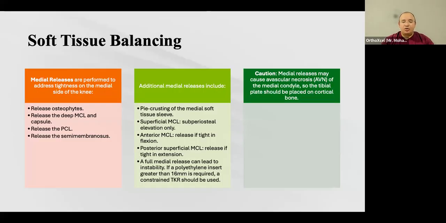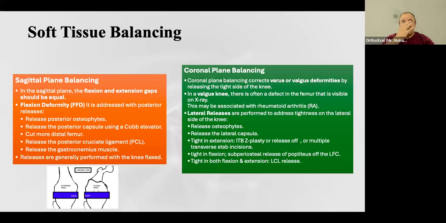So if I want to do a soft tissue balance, and my tighter side is the lateral side, release will start by removing the osteophytes, then releasing the iliotibial band, then releasing the lateral capsule. Then if the lateral tightness is in extension, the iliotibial band needs either a Z-plasty or complete release. If the tightness is in flexion, I have to release the popliteus or part of the LCL. If in both, the LCL has to go.